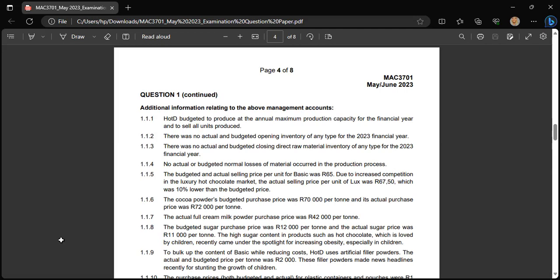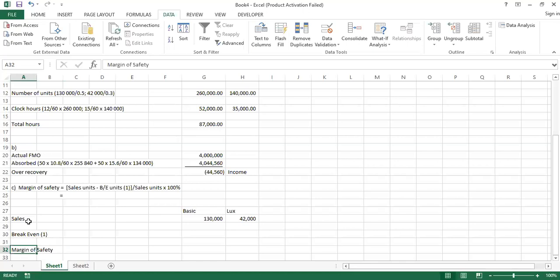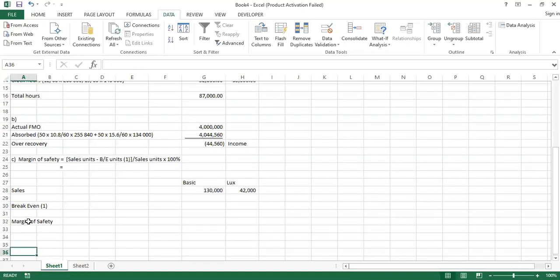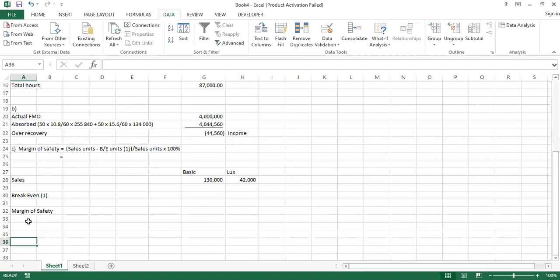So what do we need now? As per our formula, we are then going to need break-even. So we need to do the calculation for break-even. So let's put that there as calculation number one.